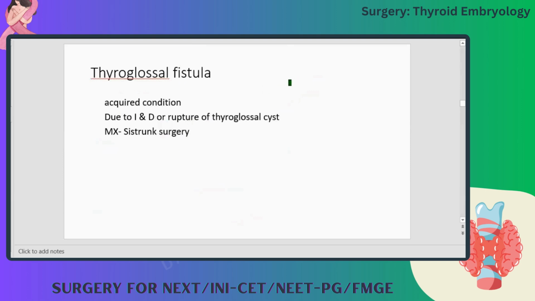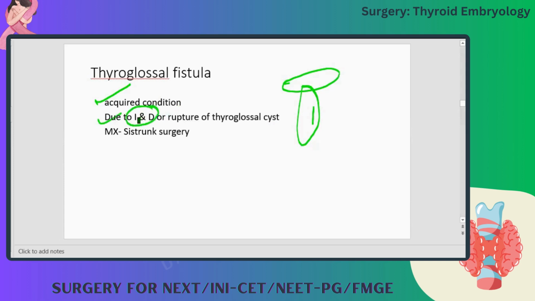So this is the tongue and this is the thyroglossal cyst here. You operated on it. There is a cyst here. You made a small incision and the cyst fluid drained. So thyroglossal fistula is an acquired condition. Thyroglossal cyst is a congenital condition, but this is an acquired condition.